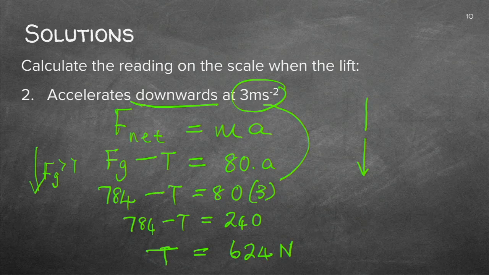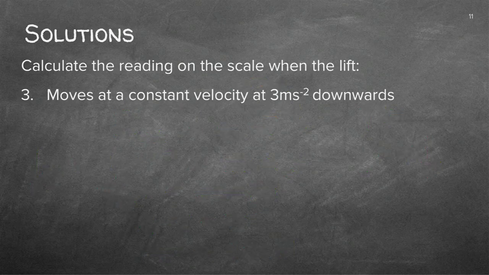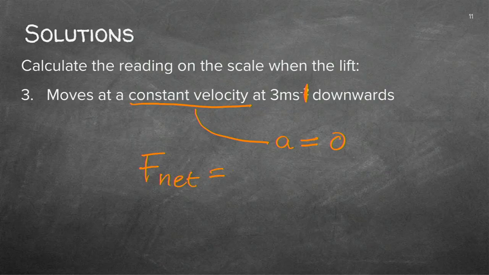Again, it is going downward. So the upward force must be smaller than the downward force. This is 784. That one is 624. And you can see the net force is now downward and it's accelerating. Finally, it moves up at a constant velocity. Remember, it's moving at a constant velocity. So what do you know? If it's a constant velocity, the acceleration is 0. Therefore, Newton's second law will also indicate to me 0.